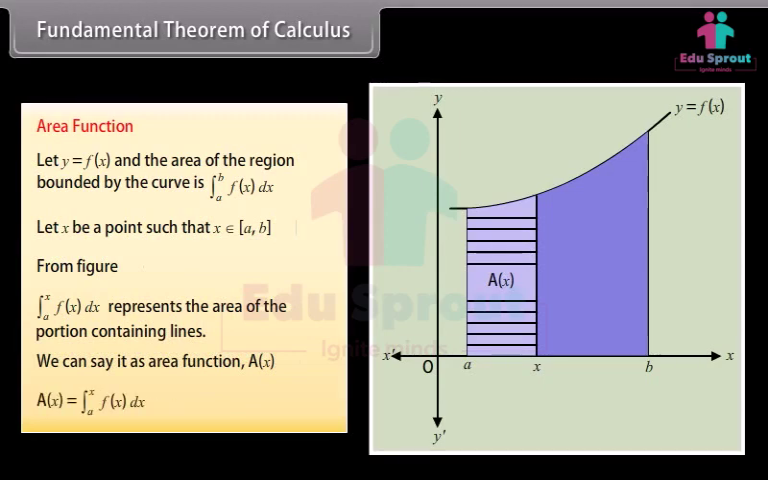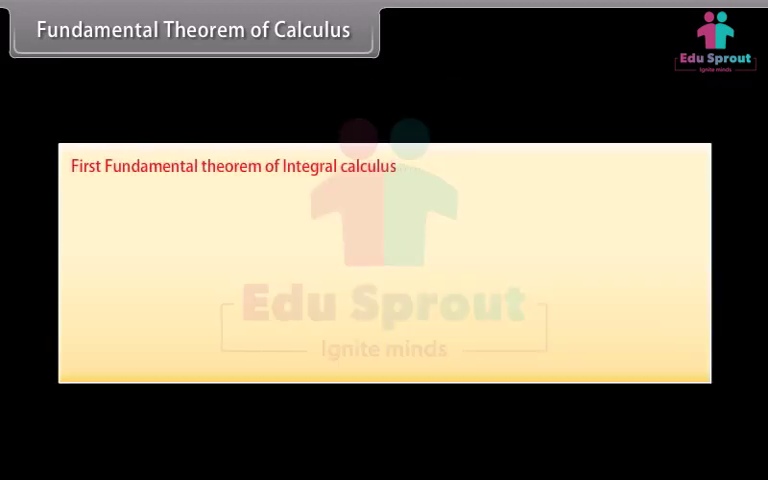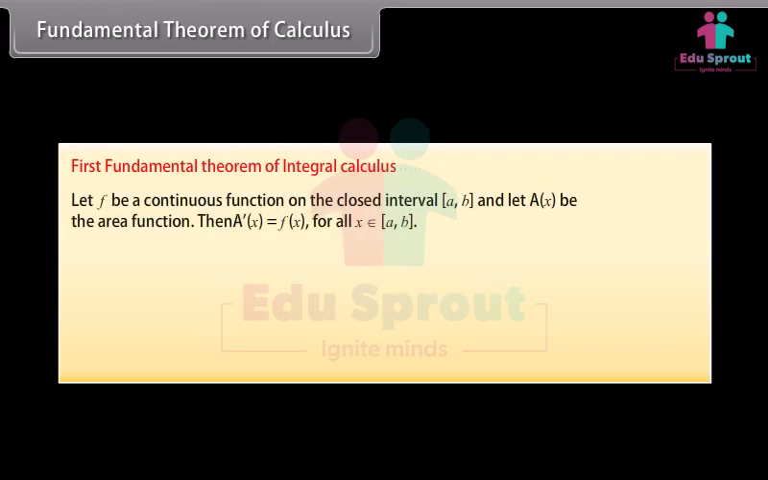A of x is equal to the integral of f of x with lower limit a and upper limit x with respect to dx. First fundamental theorem of integral calculus. Let f be a continuous function on the closed interval [a, b] and let A of x be the area function. Then A dash x is equal to f of x for all x belongs to [a, b].